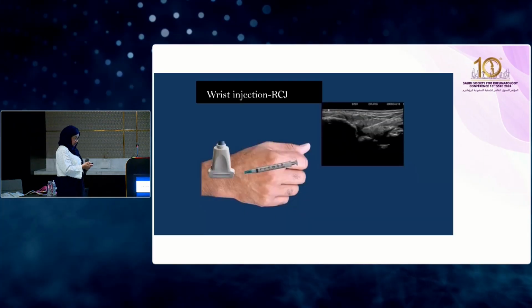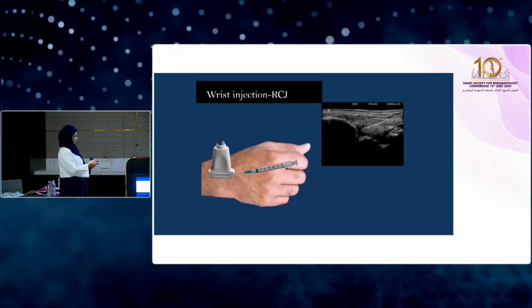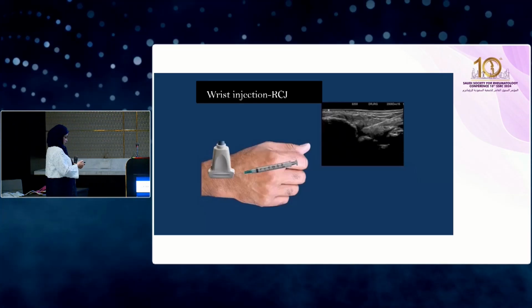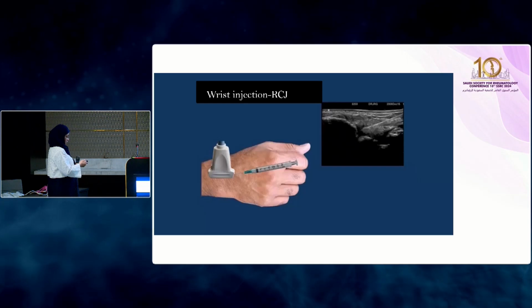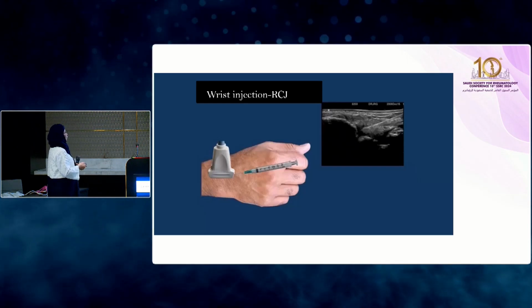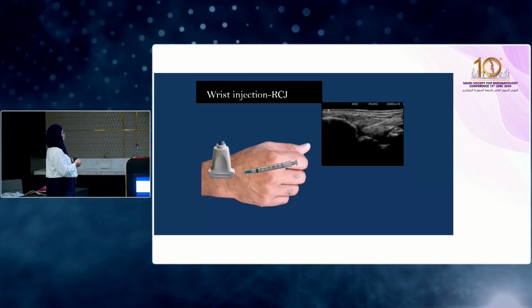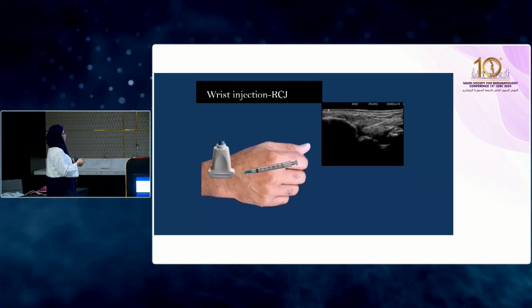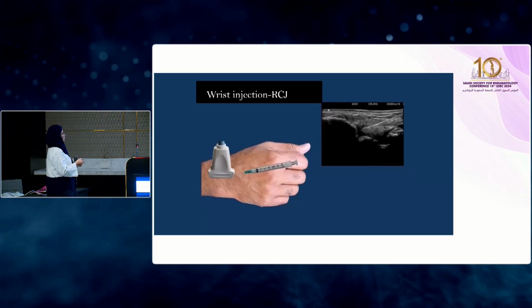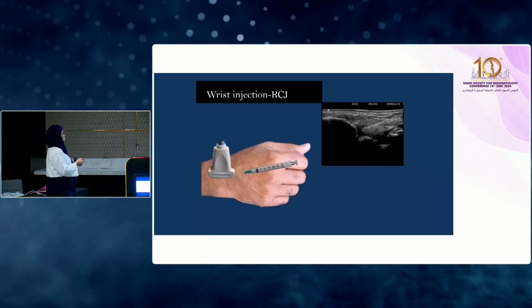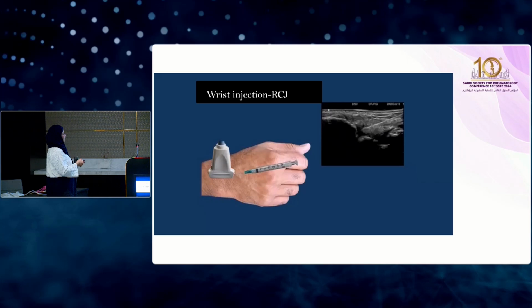I'll just give an example of how to approach the joint for injection. This is the radiocarpal joint injection. We already visualized the radiocarpal joint in the morning. This is in the longitudinal plane, so you can see the distal radius, the lunate, and the capitate. And this is an effusion within the radiocarpal joint.